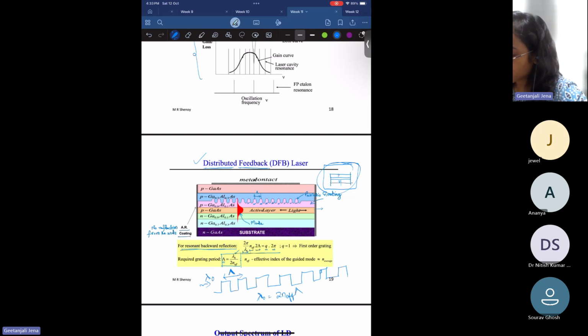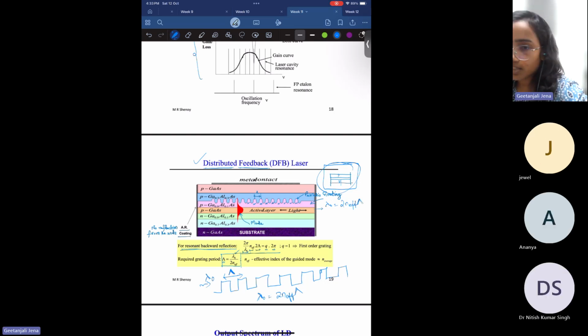So let us say this lambda 0 is satisfying this 2 n effective gamma. If this condition is satisfied, then at every region the light will be reflected back. And because of this anti-reflection coating, this reflected light will be trapped inside this active layer. It will not be able to pass this anti-reflection coating. But other wavelengths, that is other than this lambda 0, let us say lambda i, are not satisfying this condition which is required for reflection. So these wavelengths will easily pass through this anti-reflection coating, but this lambda 0, which is satisfying this reflection condition, will be trapped inside this active layer. Because of this, we can see there is an oscillation of a single frequency inside this active layer.